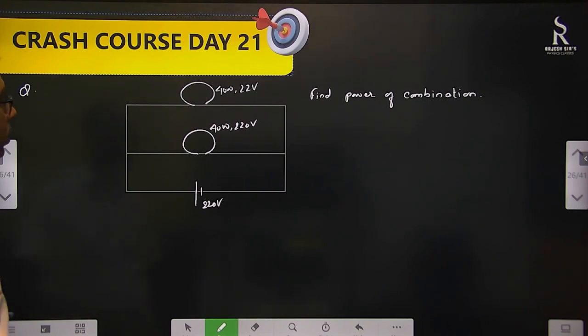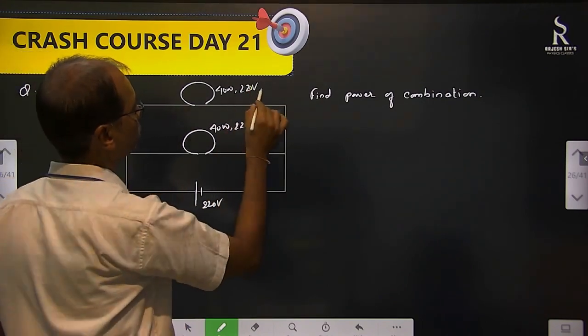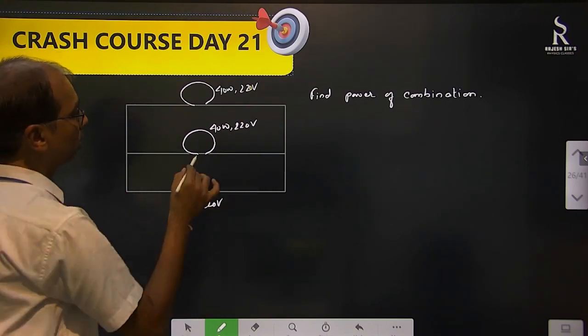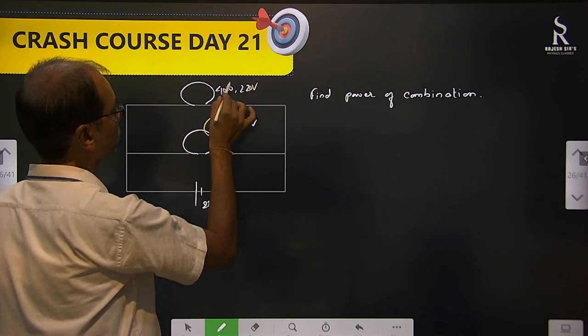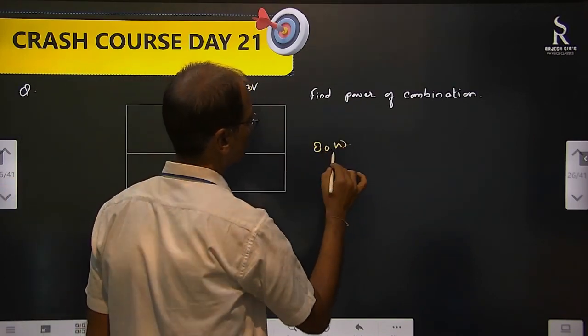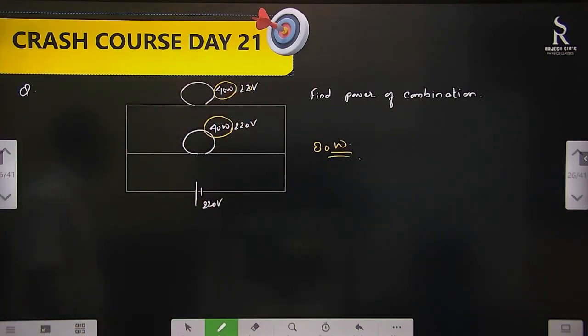Okay, find the power of the combination here. Both are connected in parallel, so both 220 volt, 220 volt, and this is also 220 luckily, so no problem. This is going to give us 40 watt, this is also going to give us 40 watt. So what is the total? 80 watts. What else? This is also 40, this is also 40. The total is 80.